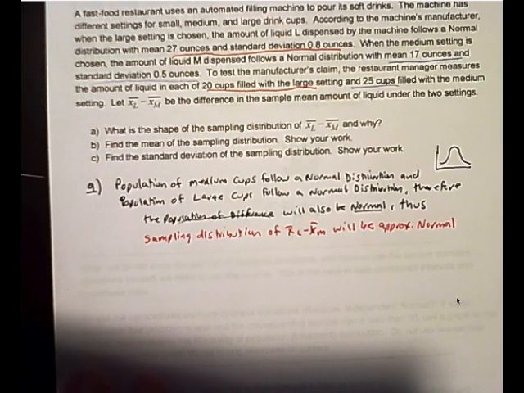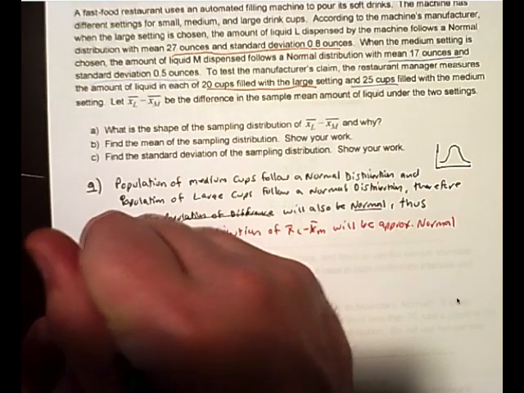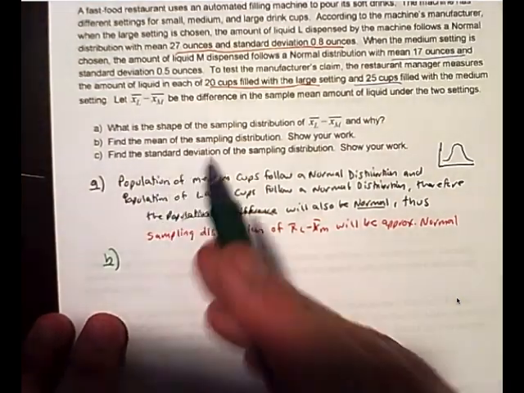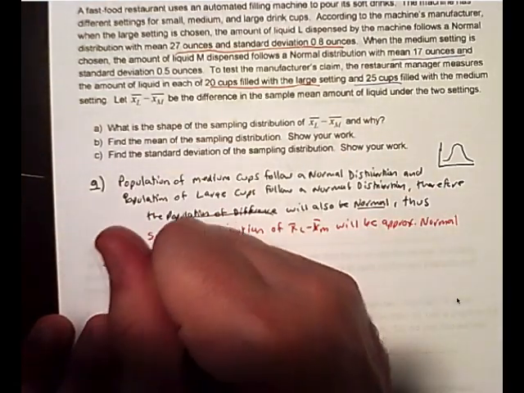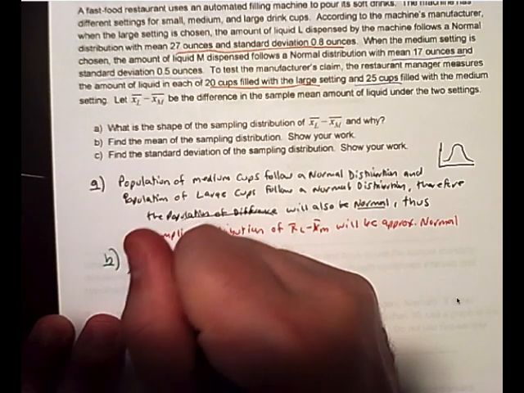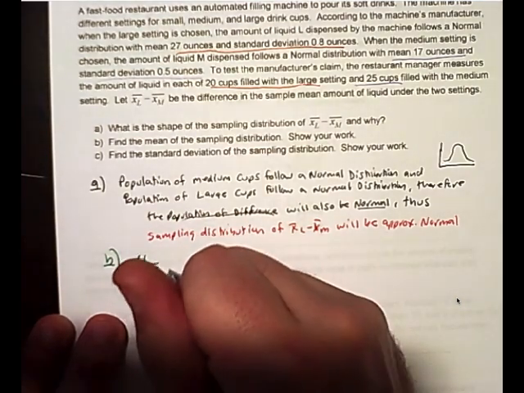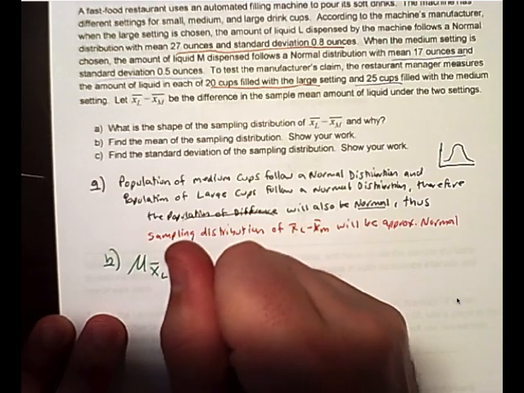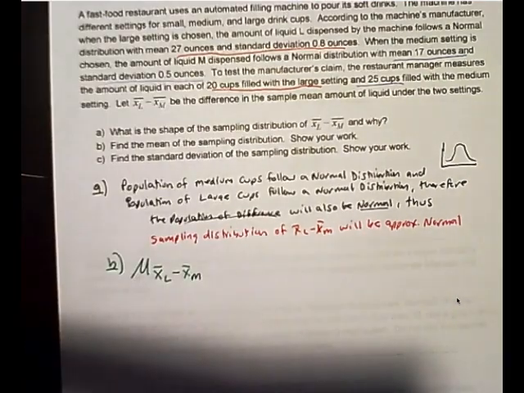Part B says find the mean of the sampling distribution. So I want the mean of the difference in sample means. That's what I'm looking for.